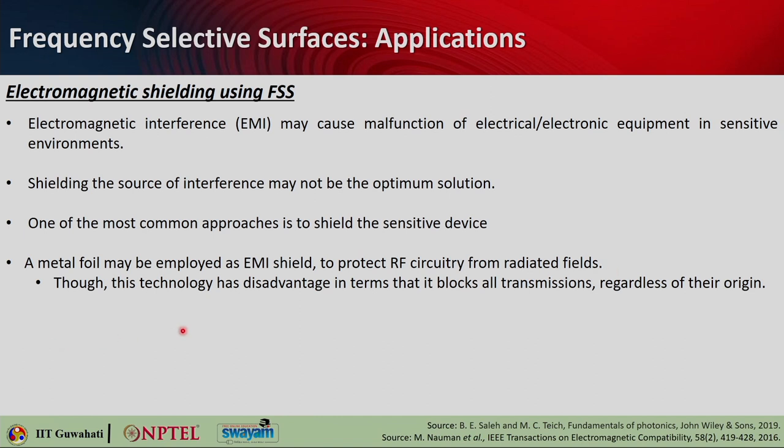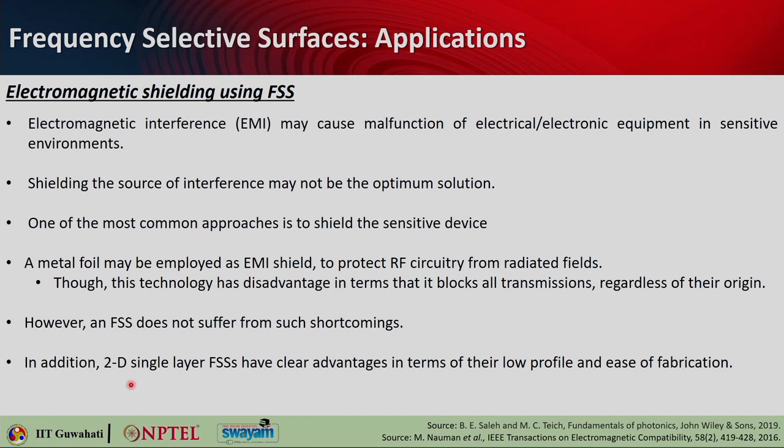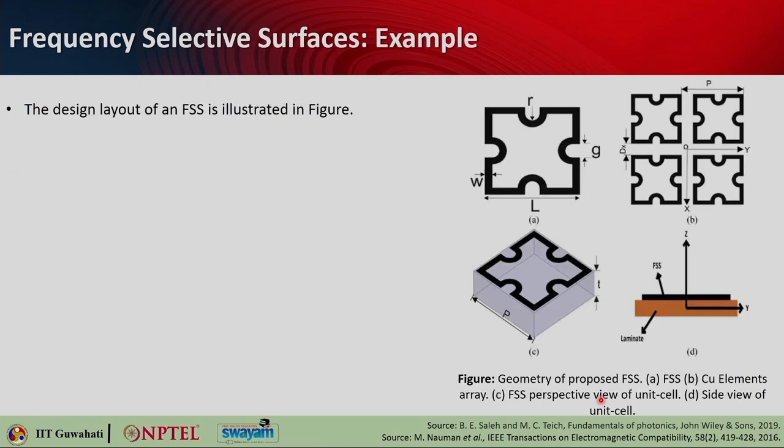Although this technology has some disadvantages, because it blocks all kinds of transmissions irrespective of the origin. That you may not like. In that case, FSS may actually help you get rid of this kind of problem. If you design a 2D single layer FSS, it will definitely have clear advantages, because it will be easy to fabricate, and it can block or emit only a selective frequency. It will not shield all the frequencies. So those are the application scenarios.